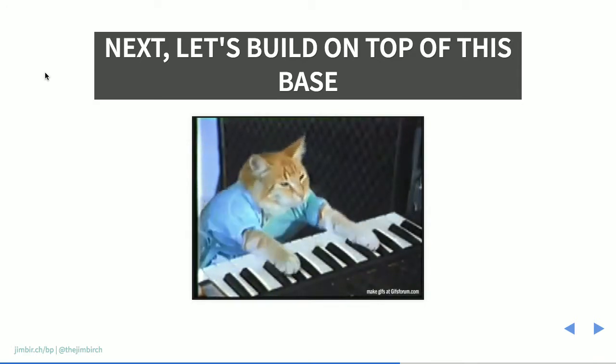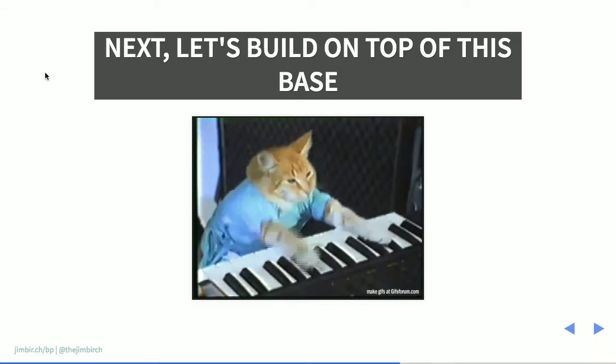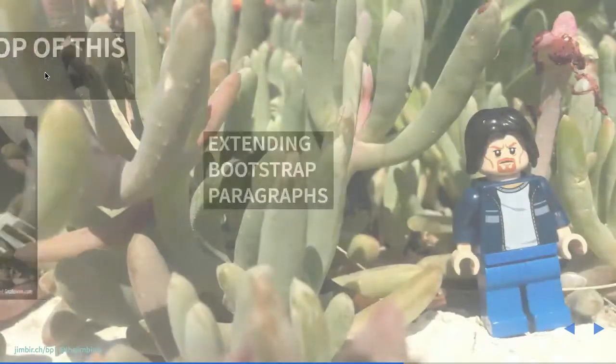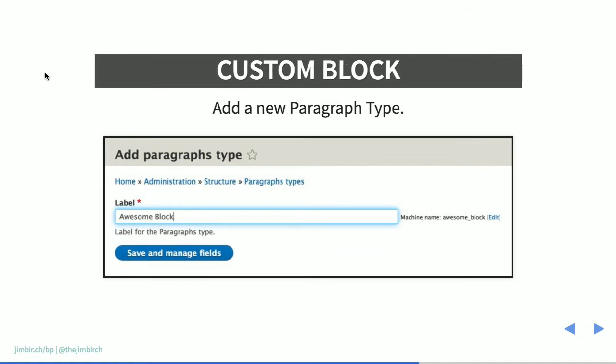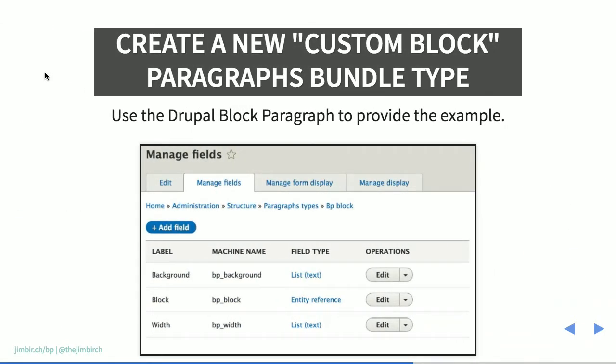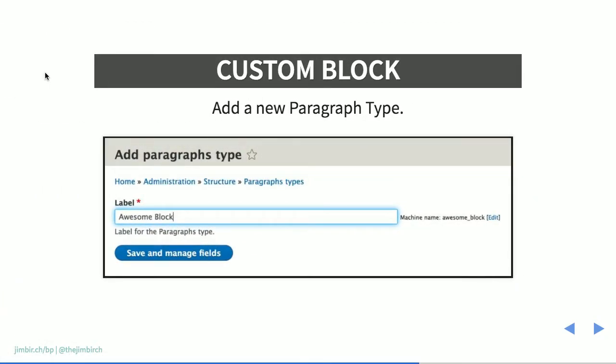Okay, so let's talk about extending this, using Bootstrap Paragraphs as a base, building out your other paragraph types and your custom blocks, that kind of thing. So here we're going to make a custom block paragraph bundle type for the awesome block, the custom block that I have on this page. We're going to copy the Drupal block, the BP block. So this is what it looks like. It has a background field, a block, which is the entity reference, and then the width field.